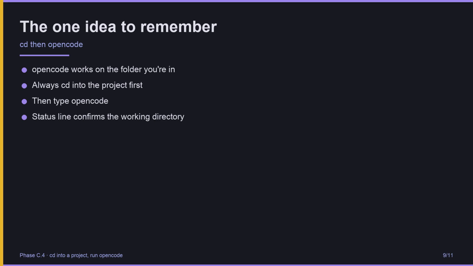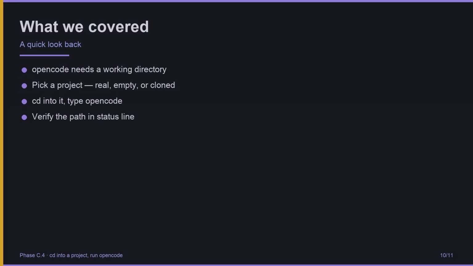If you remember one idea, CD then opencode. Opencode works on the folder you're in. Always CD into the project first. Then type opencode. The status line confirms the working directory. If you forget to CD, opencode will work in whatever folder you happen to be in, usually not what you want.